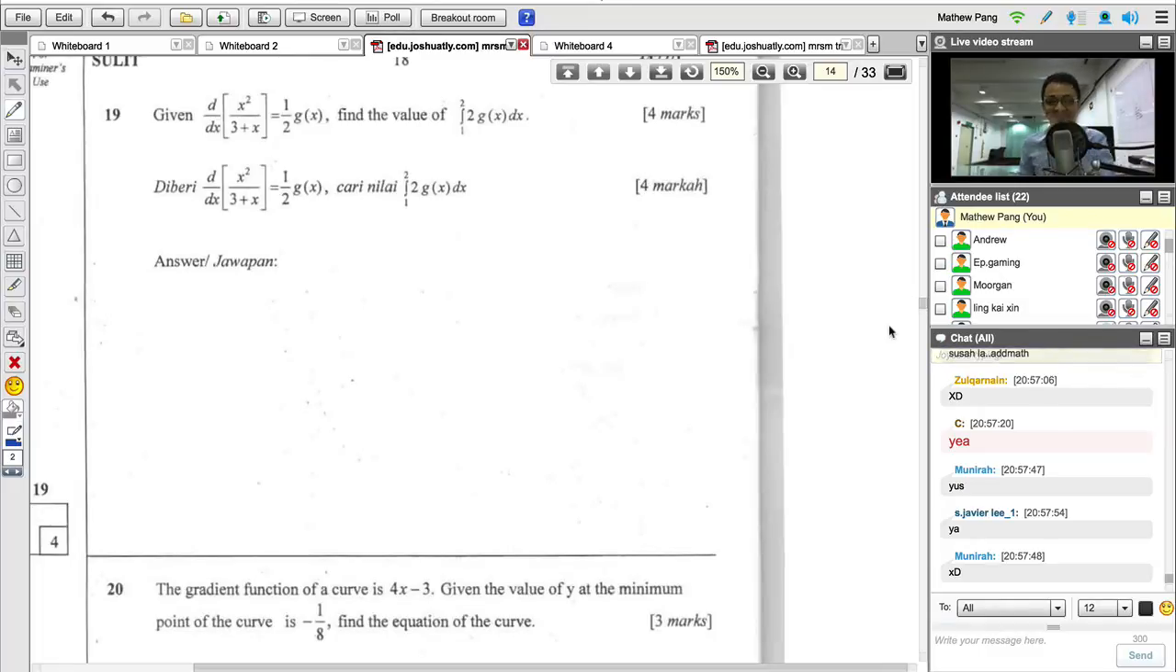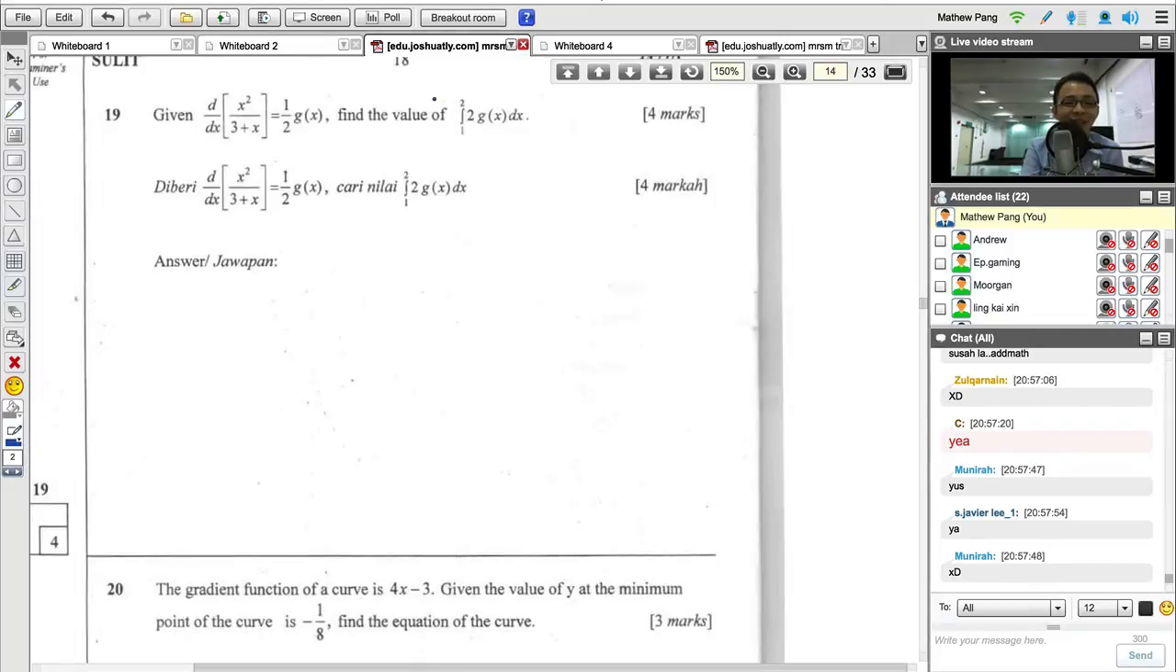Alright, this one. Integration, obviously. So for this kind of question, it's not really hard for me, but I think it's very hard for a lot of students. So yeah, he asked you to find this one. Okay, so I'm going to teach you how to do this one.